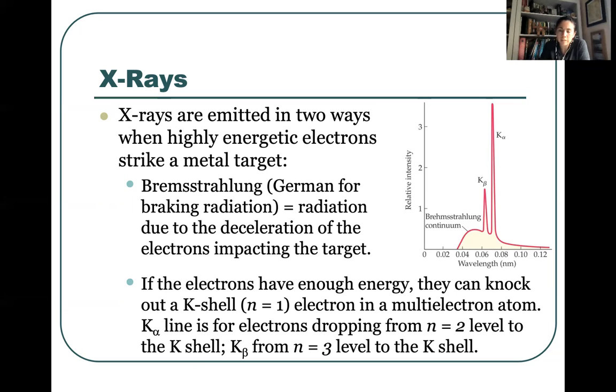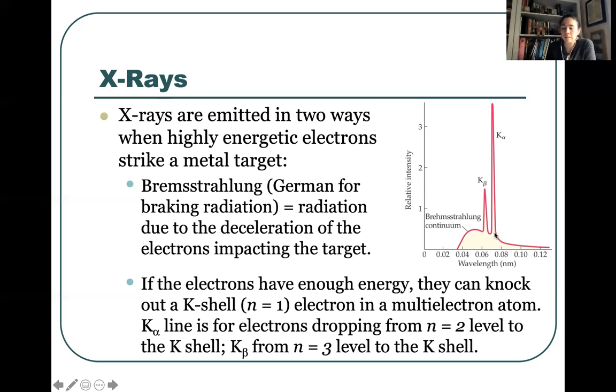What's going to happen is that now that that spot is available, it's actually a more stable state. So an electron that is in an upper level is going to travel down to the K shell. As it's doing that, it's going to emit radiation. And those are the peaks that you see over here.